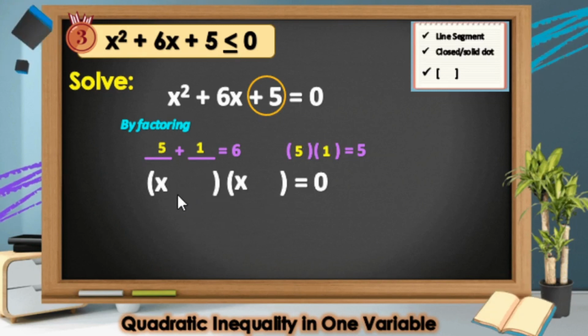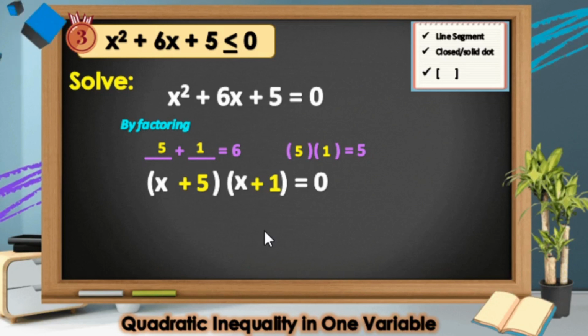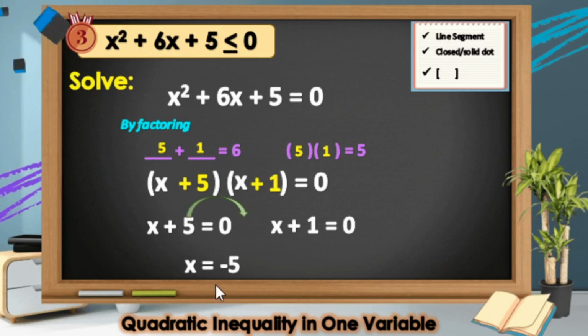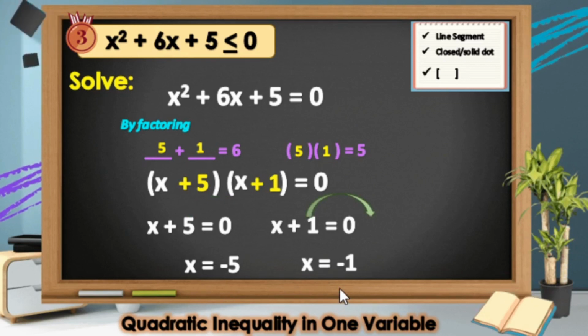So, therefore, yun yung kukumpleto sa ating binomial. So, we will have x plus 5 times x plus 1 is equal to 0. And then, we have to equate them into 0 or the zero product property. So, magkakaroon tayo ng x plus 5 is equal to 0 and x plus 1 is equal to 0. So, pinaghiwalay natin. Then, transpose natin si 5 or yung addition or subtraction property of equality. So, magkakaroon tayo ng x is equal to negative 5. And dito naman sa kabila, magkakaroon tayo ng x is equal to negative 1.